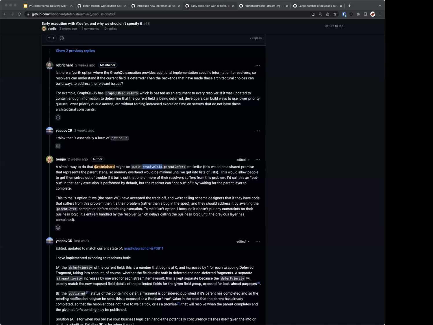Yeah, there's definitely a middle ground. But as much as anything, part of the question here is, what do we actually specify? Because the specification of early execution becomes quite complex comparatively, because it separates execution from delivery in a way that the GraphQL spec doesn't really do currently.